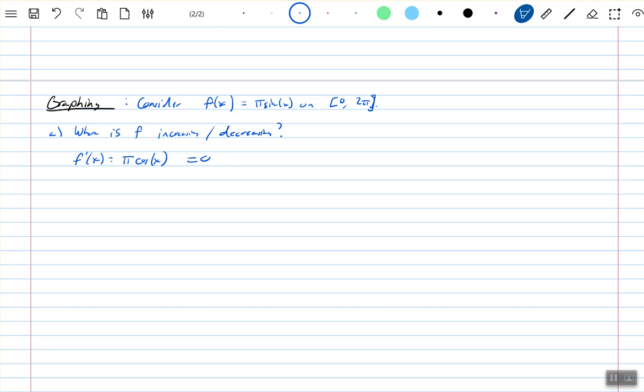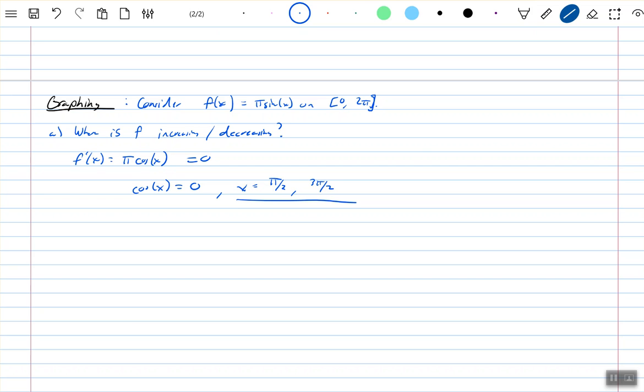Now we set that equal to 0, or in other words, where is cosine of x equal to 0? Well, this is where knowing your unit circle is going to come in very handy. So on the interval 0 to 2 pi, there are two values that make cosine of x equal to 0. What are they? Well, x is equal to pi over 2 and 3 pi over 2. So those are the two values that make cosine of x 0 on that interval.